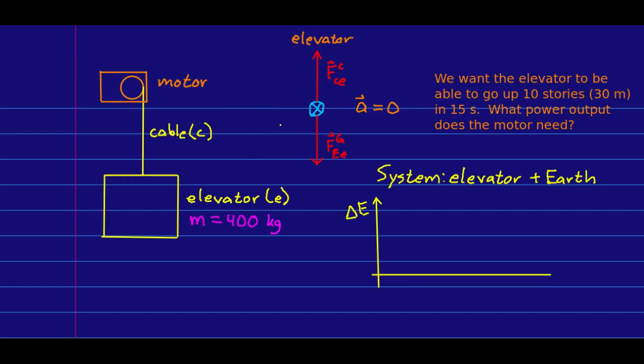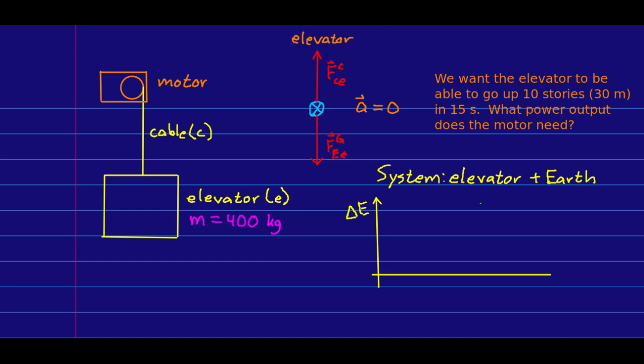Let's look at an example with power. Suppose we have an elevator, which with a few people in it is 400 kilograms, and it's being raised by a cable, which is on a motor. We want the elevator to be able to go up 10 stories, which would be about 30 meters, in 15 seconds. What power output do we need the motor to have? When the elevator is going up at a constant speed, its acceleration is 0, and so we know that the force that the cable is exerting on it is equal in magnitude to the gravitational force, and that will be in turn the force that the motor is exerting on the cable.